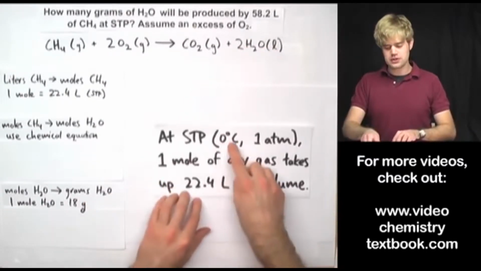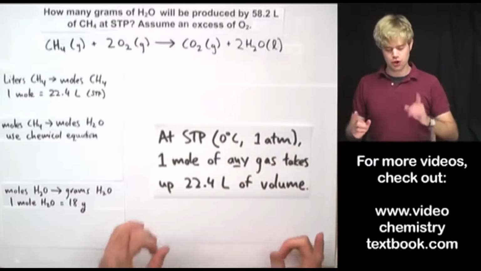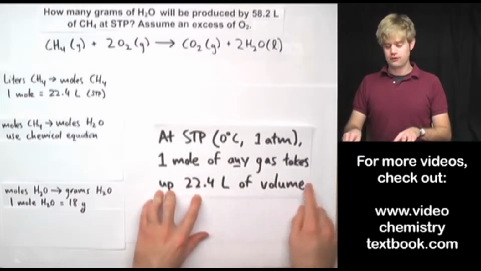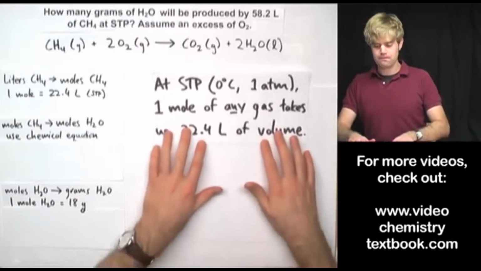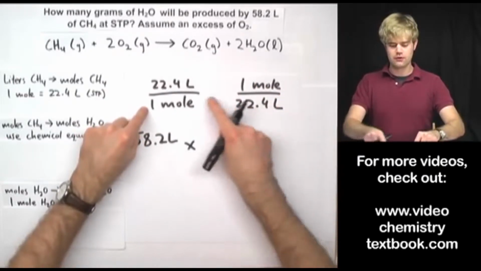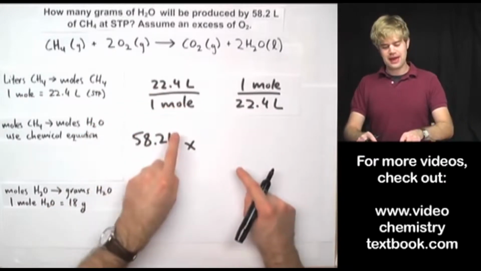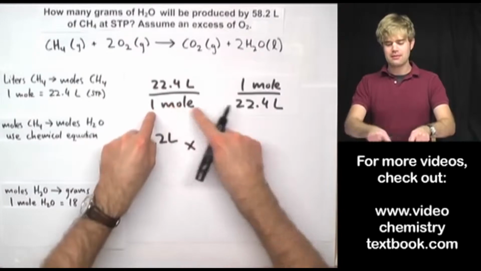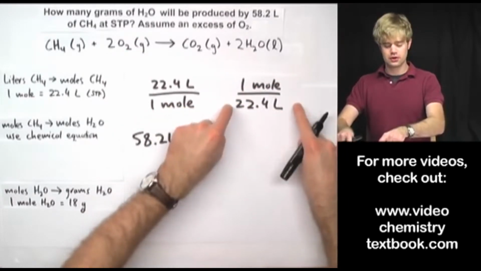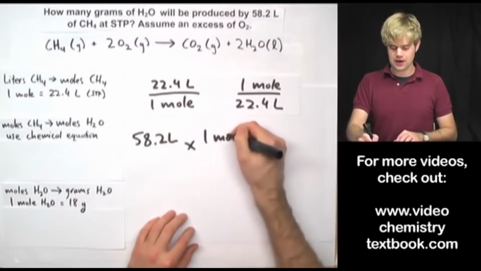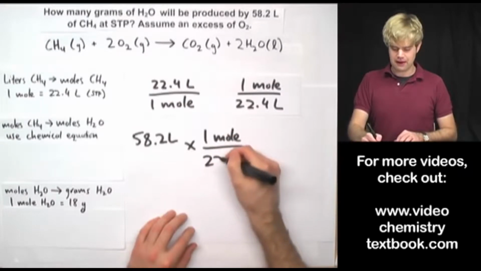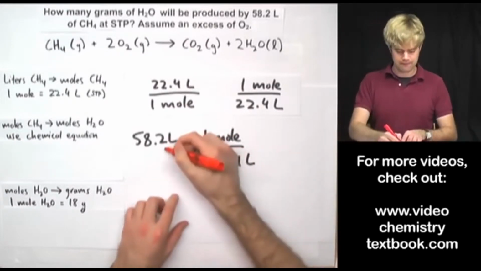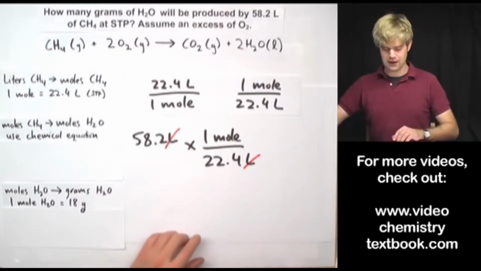Let's get to STP, which is 0 degrees Celsius and 1 atm of pressure. 1 mole of any gas takes up 22.4 liters of volume. To convert liters to moles, I want to use the conversion factor that is going to let me cancel out liters. So I want liters to end up on the bottom. That means that I'm going to use this version of the conversion factor: 1 mole on the top divided by 22.4 liters on the bottom. Now I have liters up here and liters down here, so they cancel out.